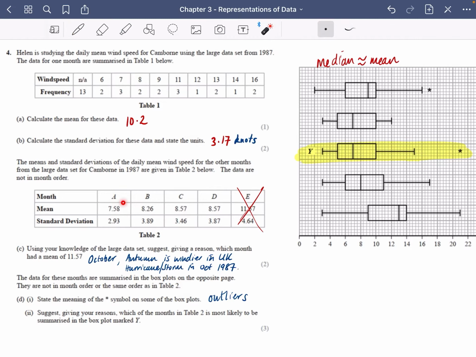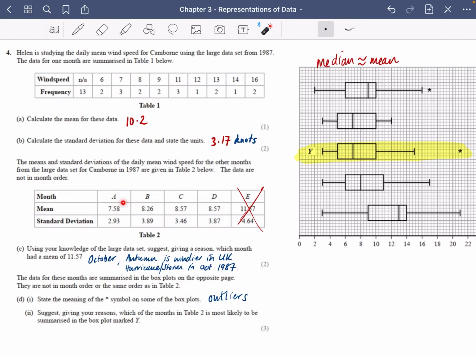So I think this one is probably going to be corresponding to A, because it's got the smallest standard deviation. These ones have all got a really similar standard deviation, but this one's got quite a small standard deviation. You can see that Y is very wide. It's even got this outlier that we've got here. So I don't think that it would be A.